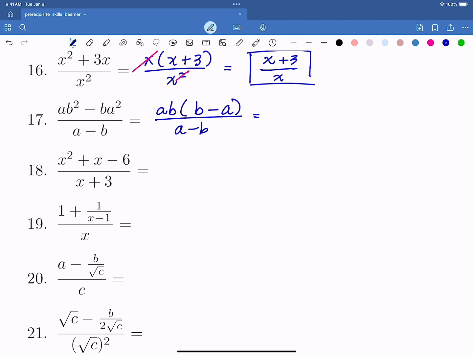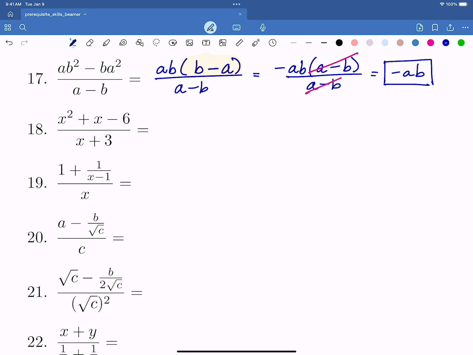Now, we can go further with this. b minus a and a minus b are not the same factor, but they are opposites. One is the opposite of the other. So I can factor out a negative 1 from this term right here. If I factor out a negative, then b minus a turns into a minus b. Now I have a common factor. This a minus b right here is a factor. A minus b here is a factor, so it cancels out. And final answer, negative ab, like so.